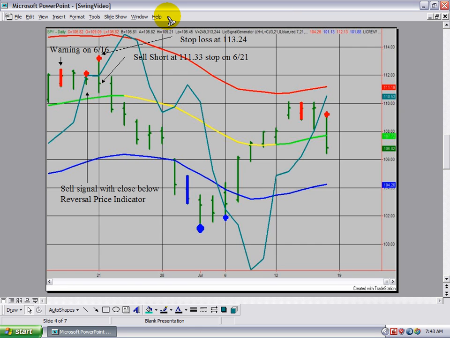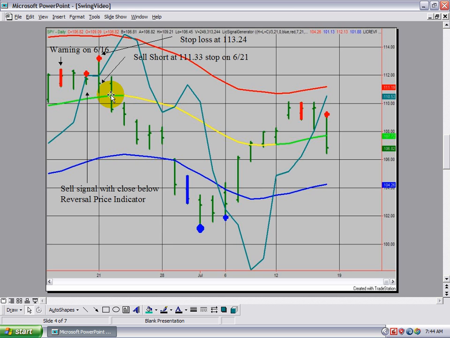Why do we place the order below the low? Because we want the market to take us into the trade, further confirming the reversal. On Monday, June 21st, after a higher open, the market begins to decline, taking us into the trade. We immediately place a protective stop loss order just above the high of the signal day, in case the market is trying to fool us, and as anyone knows who's been trading for a while, the market will often do that. But with this methodology, we have the statistics in our favor.